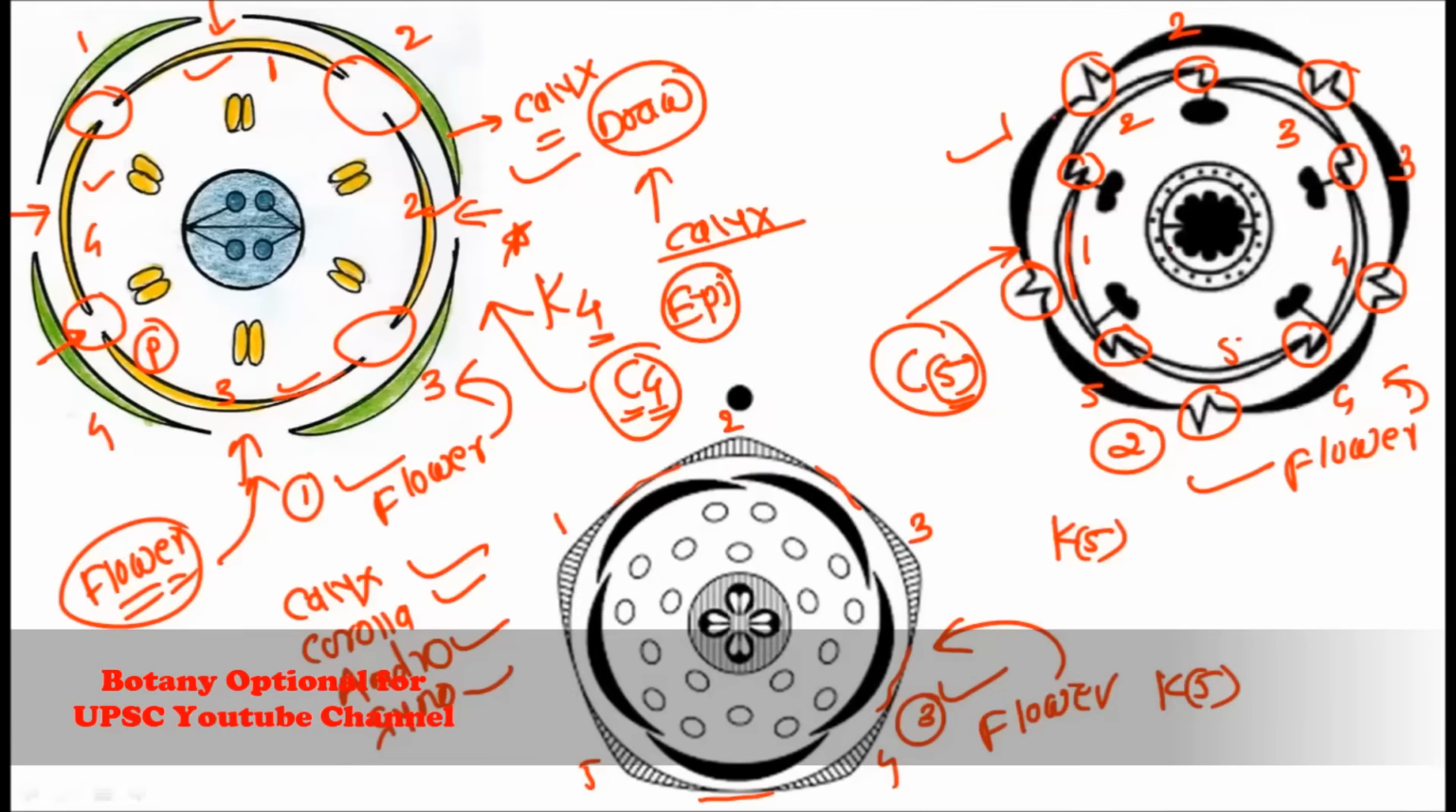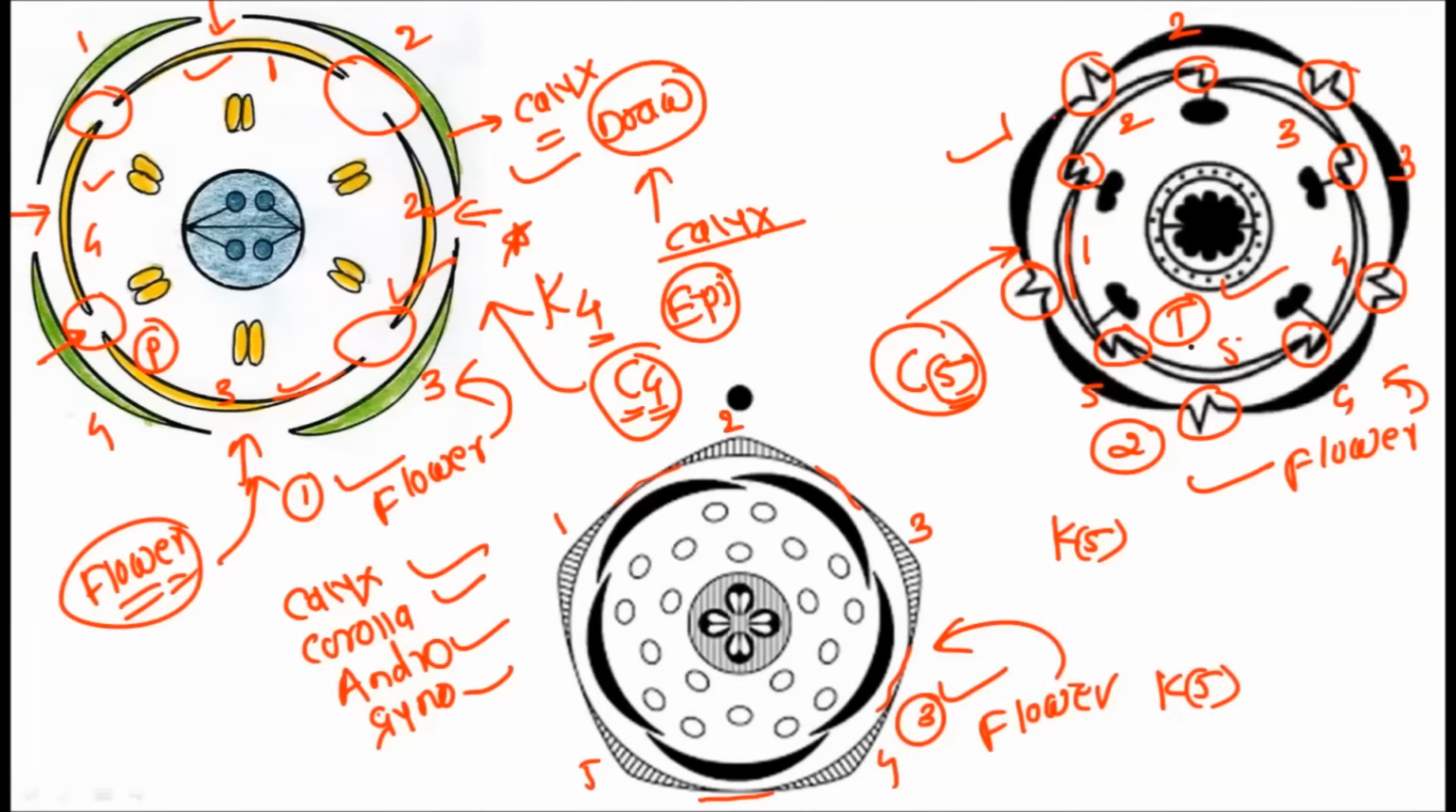Okay, and observe the aestivation. Here the twisted type of aestivation can be seen. So here in the corolla you will observe the valvate type of aestivation. Here in the corolla you will observe the twisted type of aestivation, because the different arrangement of the petals are there.